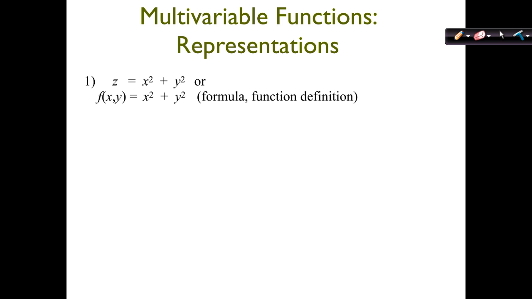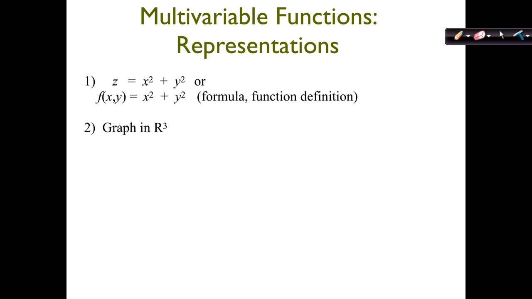The function definition tells you how you get the real values given the values of the variables, right? So if x is 1 and y is 5, then this function tells you how you get the real value, which is, what would it be if x is 1 and y is 5? 26. Then your real value would be 26 when x is 1 and y is 5. So that's the first way.